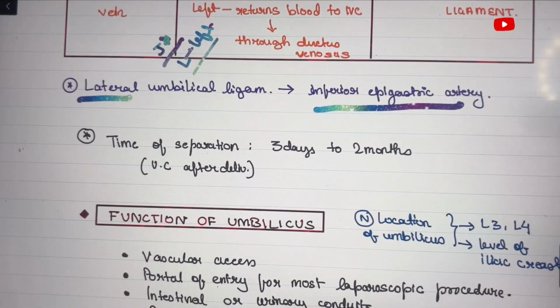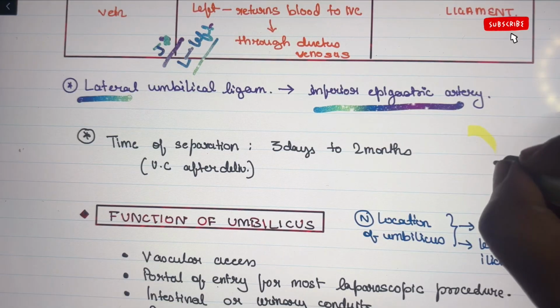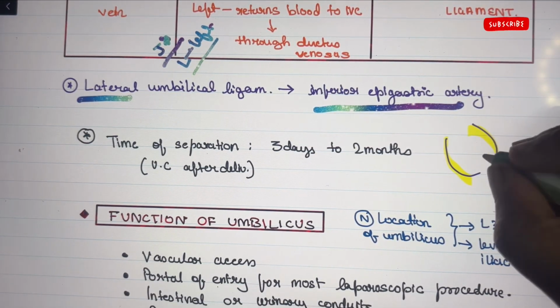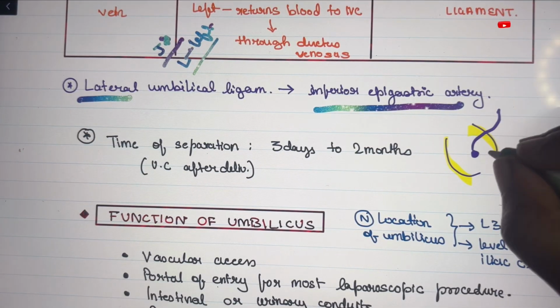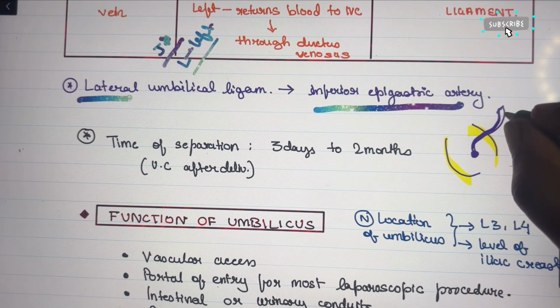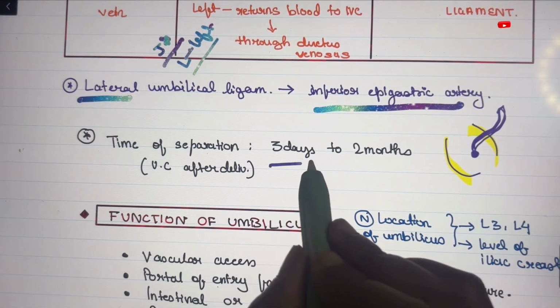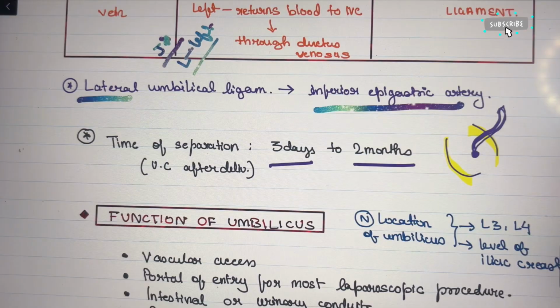Now, when the baby is delivered, you can see that in the abdomen we have the umbilicus and the cord is attached to it. The time of separation of this cord is 3 days to 2 months. This is sometimes asked, which is after delivery.